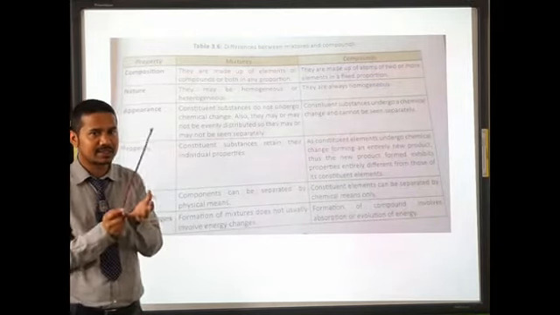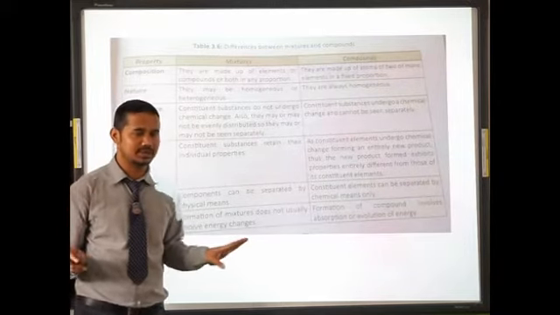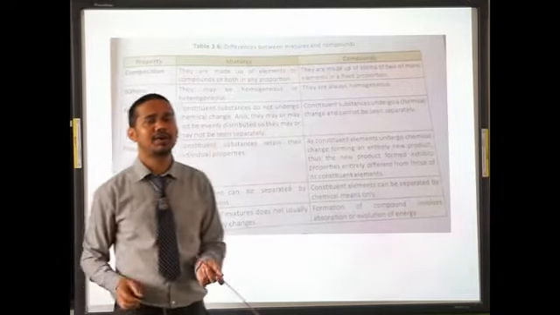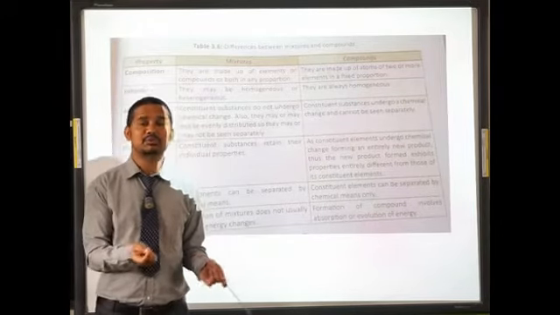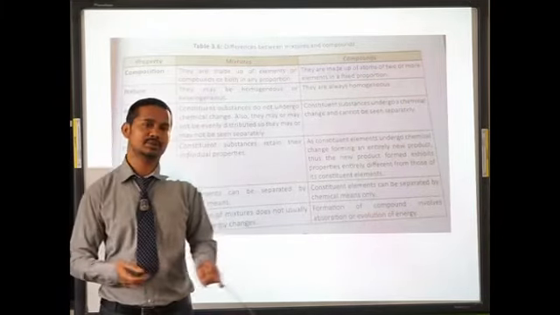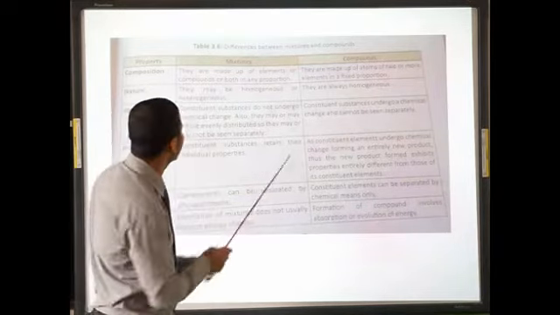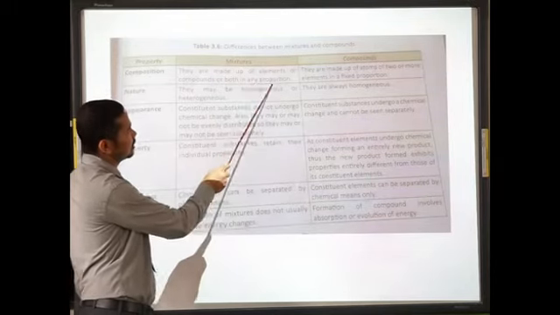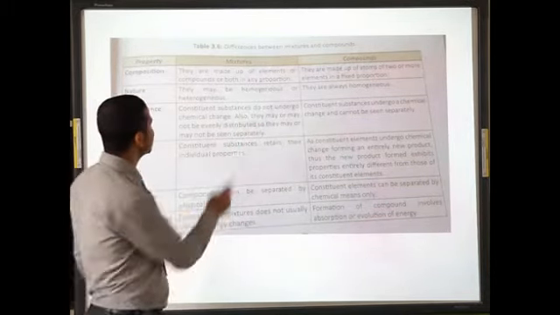When you mix them, there is no fixed proportion. In any proportion, you can add 1 spoon of sugar to a glass of water, or you can add 2 spoons of sugar to a glass of water. But then also you will get a mixture, that is sugar water. So any proportion, this is very important. There is no fixed proportion in mixtures.